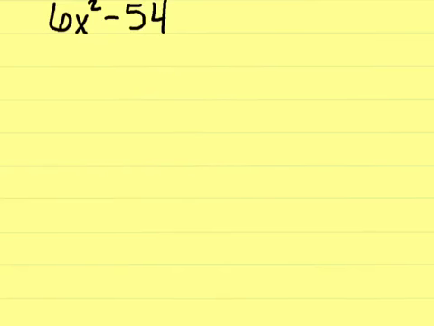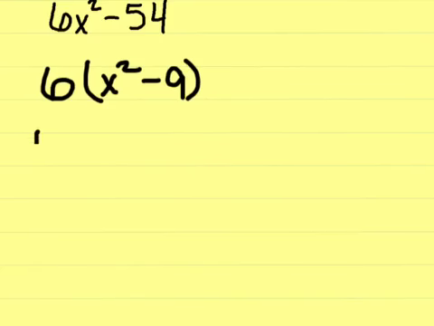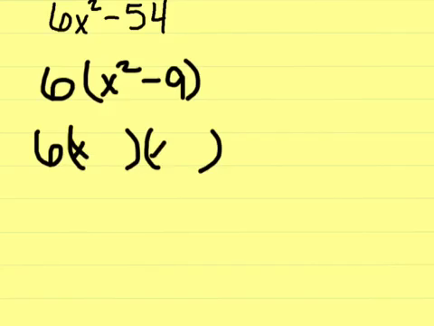So we have 6x squared minus 54. What can we factor out of 6x squared minus 54? 6. So we're left with x squared minus what? 9. So we keep the 6 and factor x squared minus 9 as a difference of two squares. So what's the square root of x squared? X. And the square root of 9? 3. One's plus and one's minus.